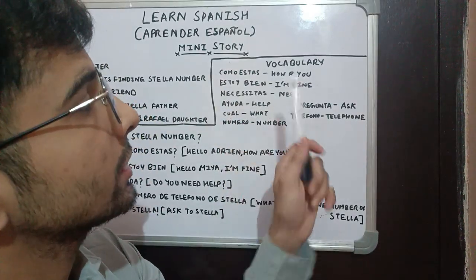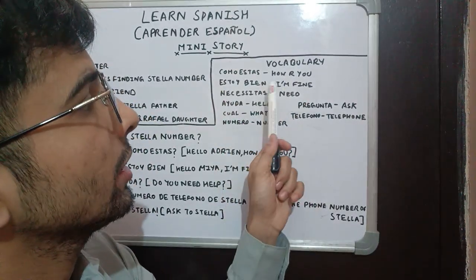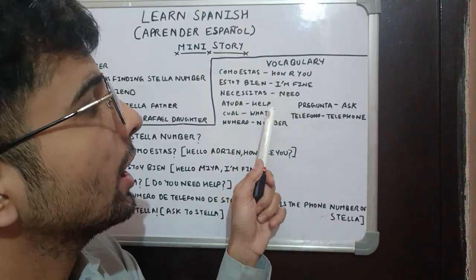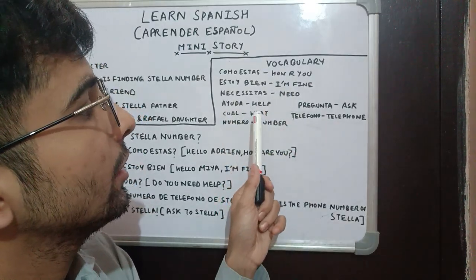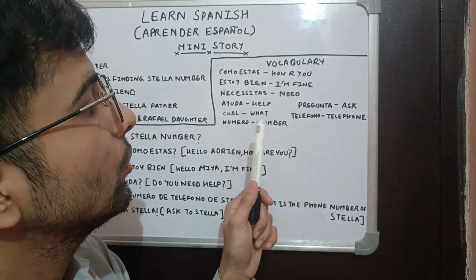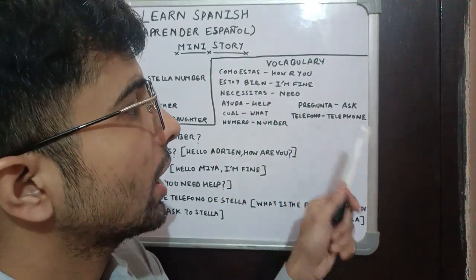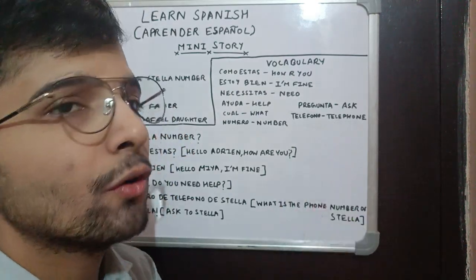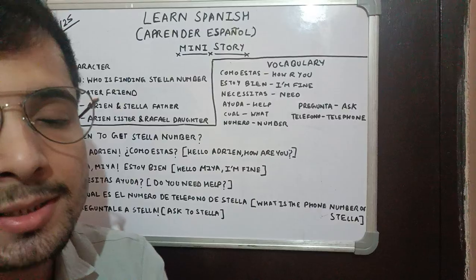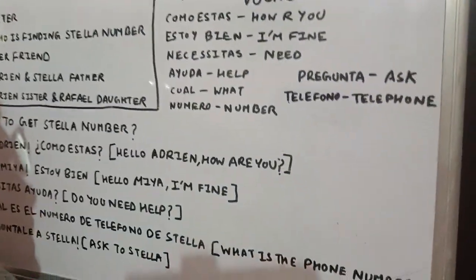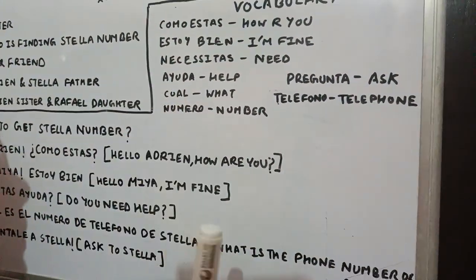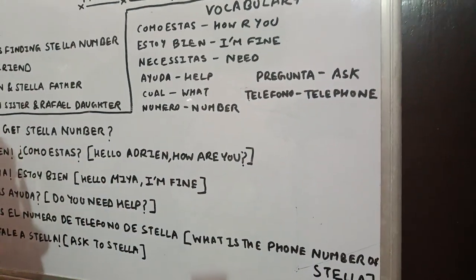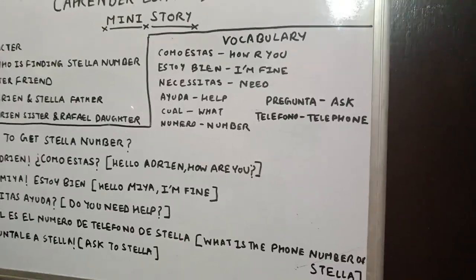Okay. ¿Cómo estás? How are you? Estoy bien. I am fine. Necesitas, need. Ayuda, help. ¿Cuál? What? Número, number. Pregunta, ask. And last, teléfono, telephone. You can see clearly these are the vocabularies which are used in this conversation. Then let's move to the conversation.